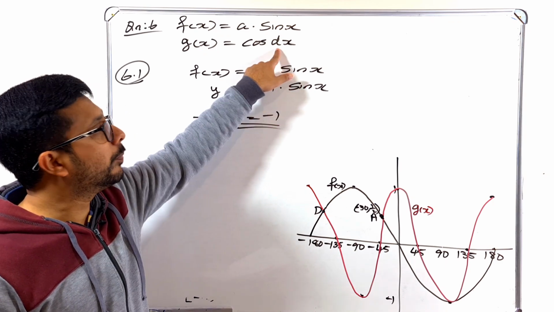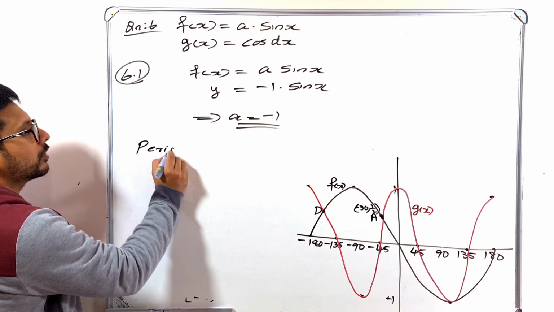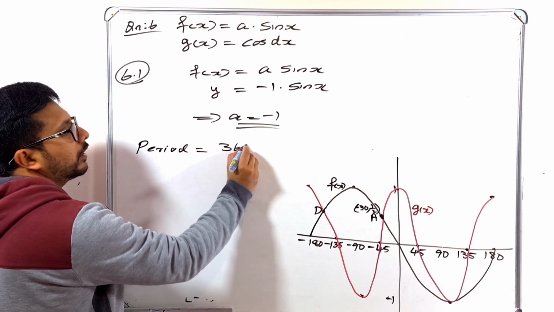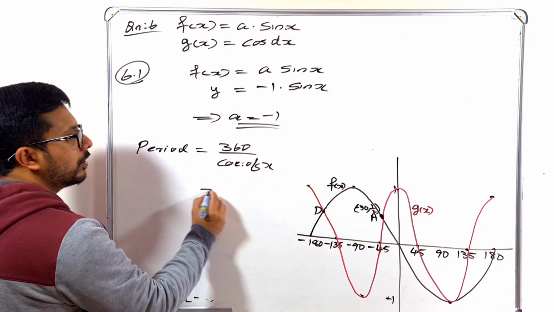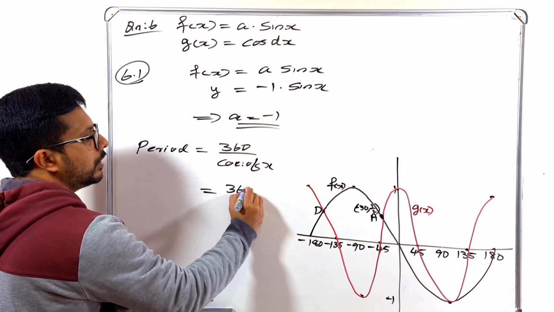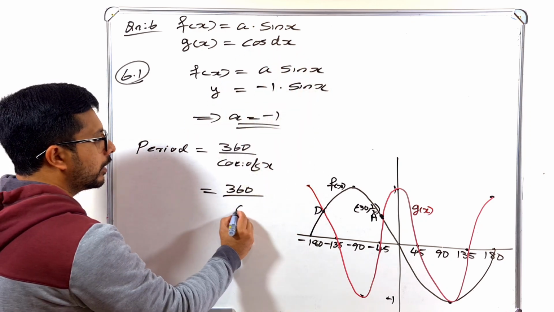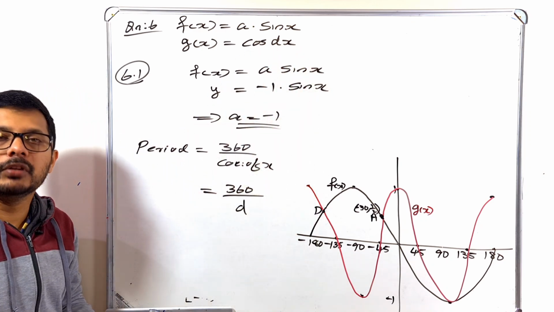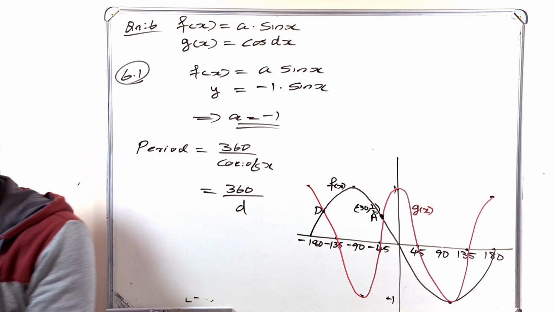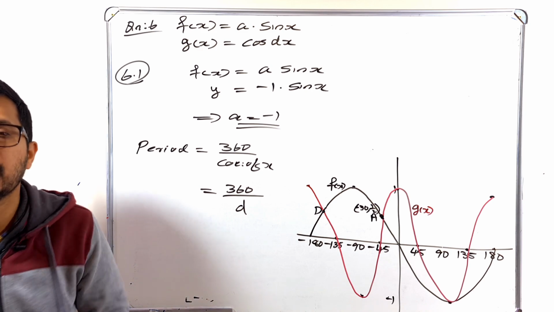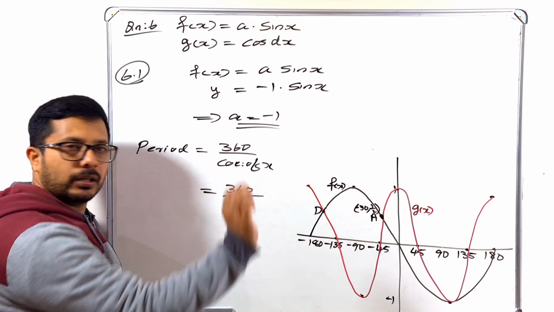This d determines the period of the graph. So what is the period formula in the case of cos? Period is equal to 360 divided by coefficient of x. Coefficient of x is d, so 360 divided by d, and we are supposed to find the value of that d. But what is the meaning of period? Period means the degree it will take to complete one rotation.